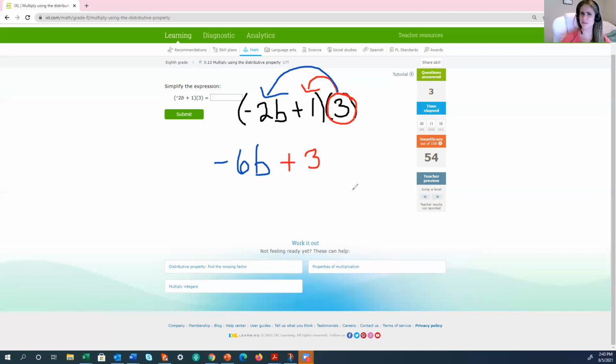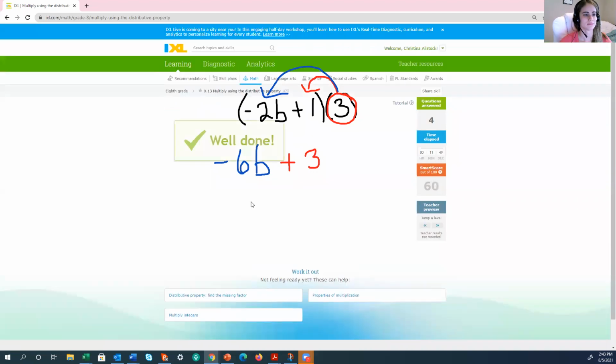All right, any more simplifying or are we done? Yep, we're done because they're not like terms. Let's verify that it's correct. Always got to do that. I like seeing the good job. It is excellent.